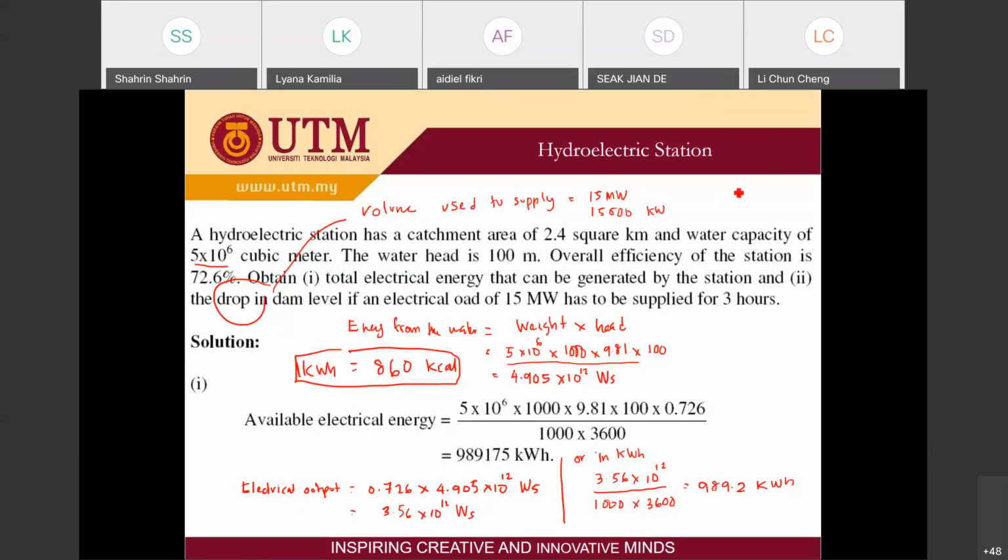Okay, so we know that the dam, we have the catchment area. So this is the surface. Okay, so the surface is 2.4 square kilometer, and then this is the level. Okay, so this is kilometer square. Okay, so this is a meter. So the volume, as you see, is actually meter cubic. So volume is actually the surface multiplied with the height here. So to get the volume, right? So actually the drop is related to how much volume of water is used.